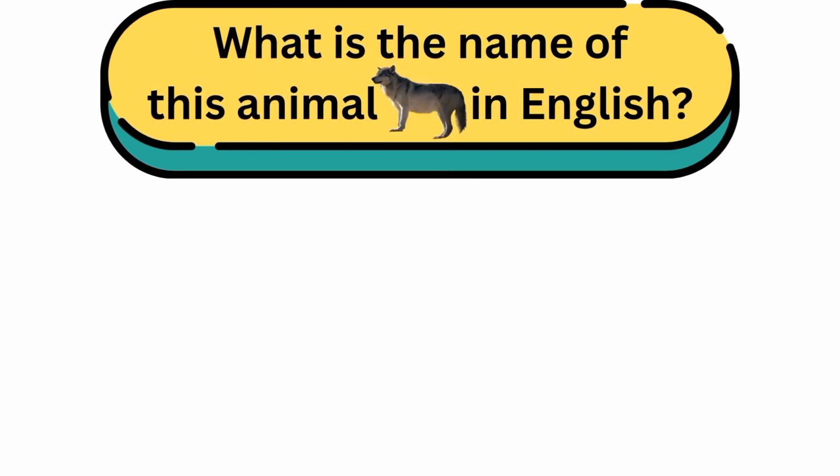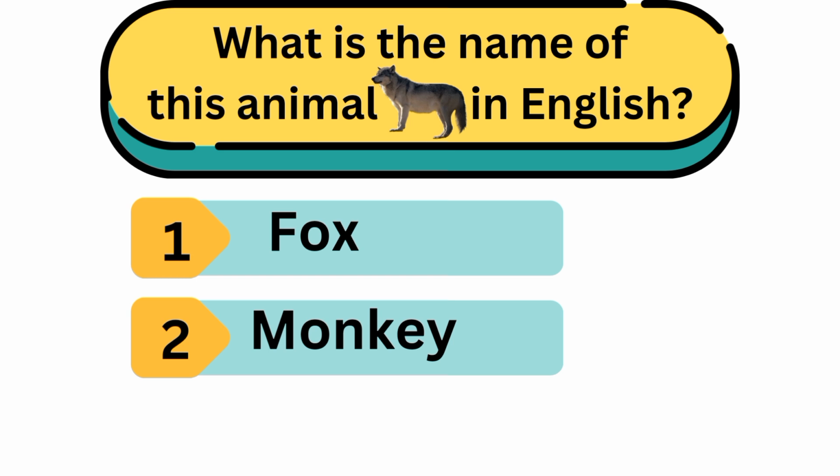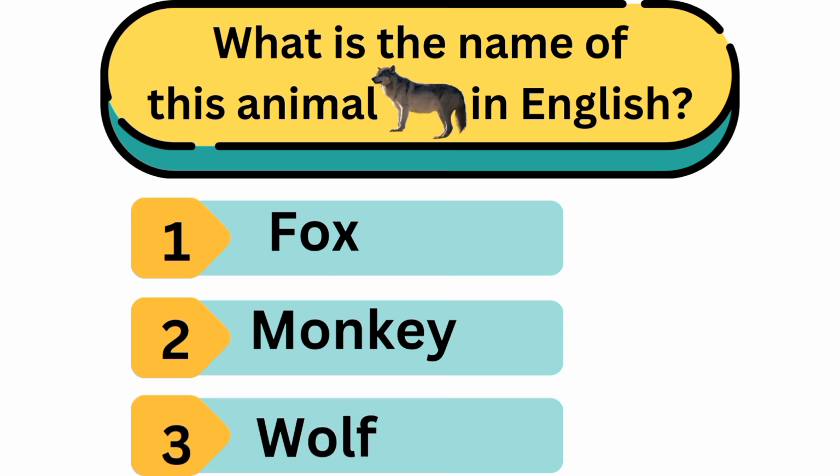Question number 4. What is the name of this animal in English? Option 1, fox. Option 2, monkey. Option 3, wolf. Correct answer is option 3, wolf.